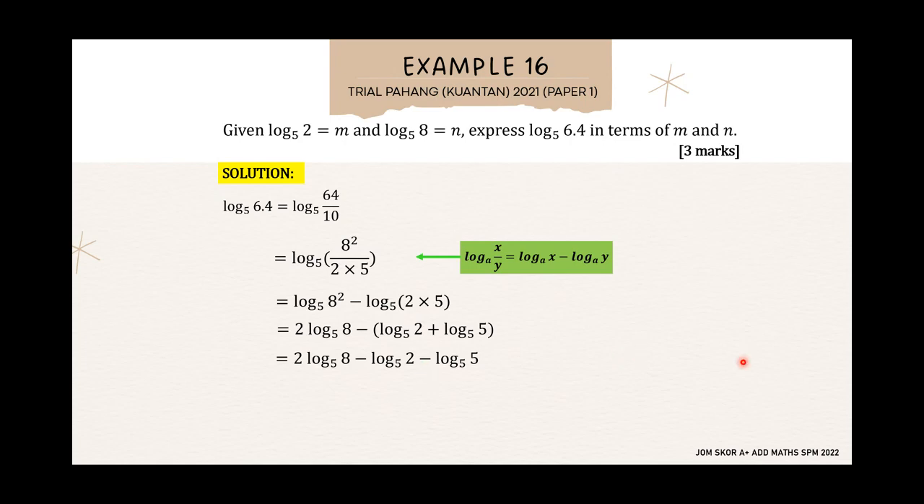Okay. Now, kita nak compare dengan information yang dibagi. Okay. Log 8 base 5 sama dengan n. Okay, so dapat 2n. Log 2 base 5 sama dengan m. So tolak m. And log 5 base 5, bila sama dua-dua ni, nilainya adalah 1. Dah ada jawapan in terms of m and n. Okay, maka pertama, bila you boleh cari nilai untuk dapatkan 6.4 tu. Okay, maka yang kedua, when you are applying the right law of logarithm. Okay, dan terakhir, pada jawapan in terms of m and n.